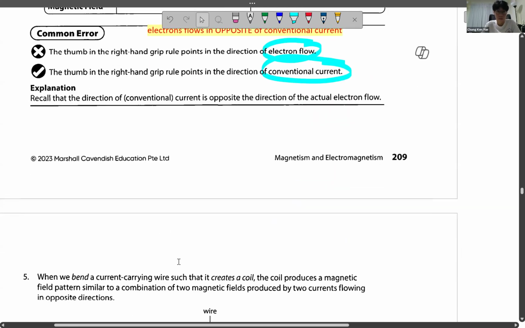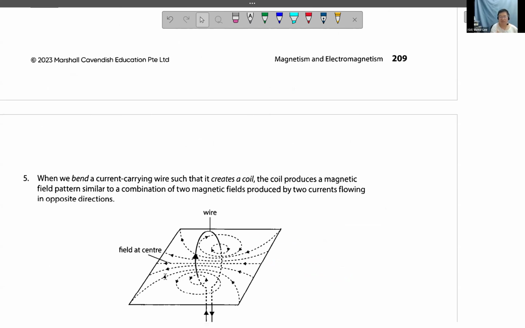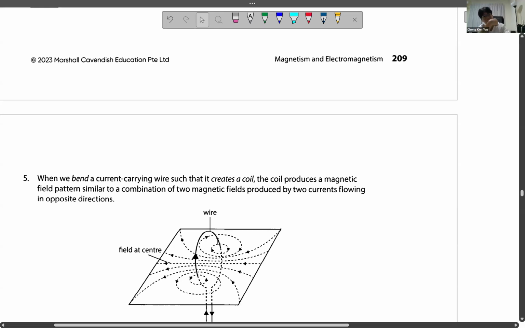Okay, next one. Imagine this is the coil or wire. One side out, one side in. Out means you point your thumb out. Is it correct to say this is anti-clockwise? If it's out, use the right hand grip rule. Right hand, point out the thumb. Yes, anti-clockwise.